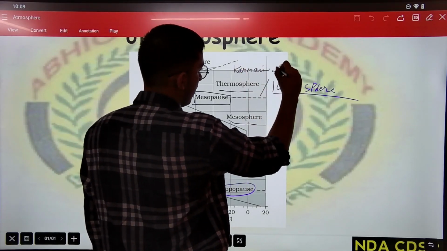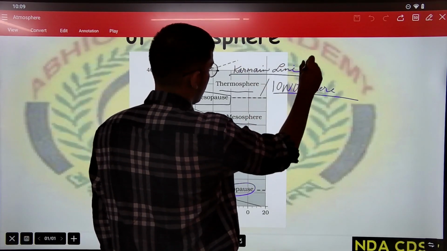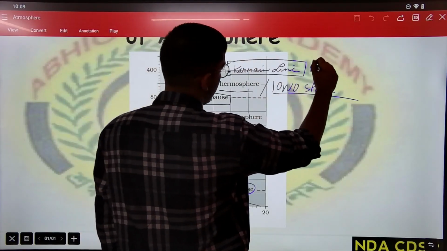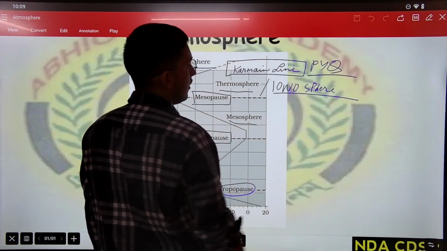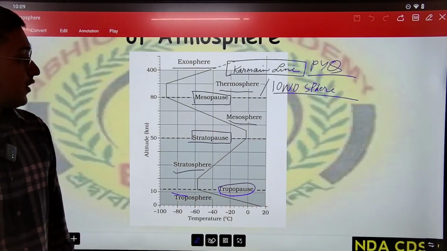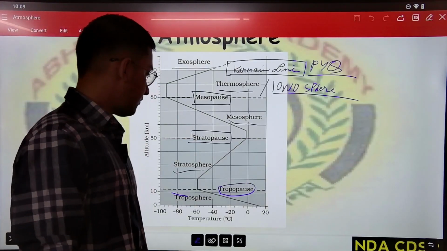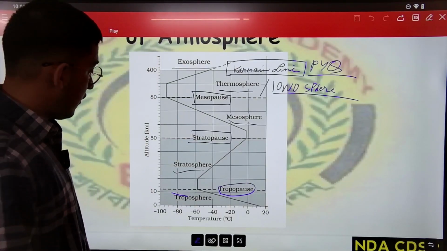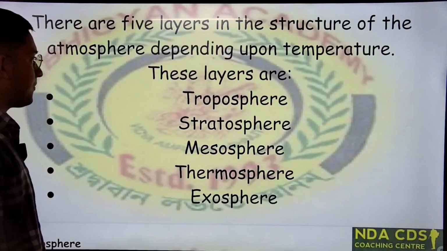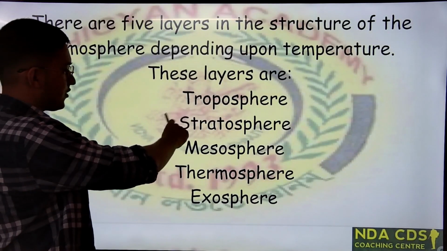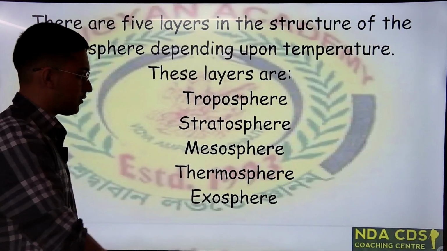Karman line. So this is a PYQ. It's been asked before, where is the Karman line? So the Karman line lies between the exosphere and the thermosphere. Now we shall move ahead. So this is the order: troposphere, stratosphere, mesosphere, thermosphere, and exosphere.